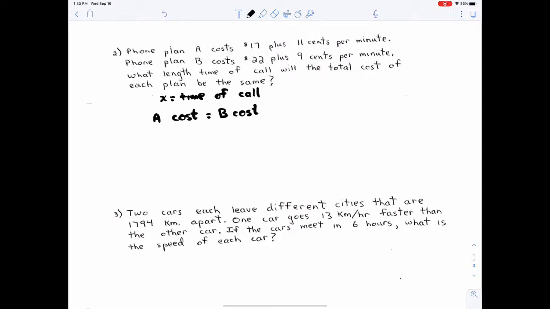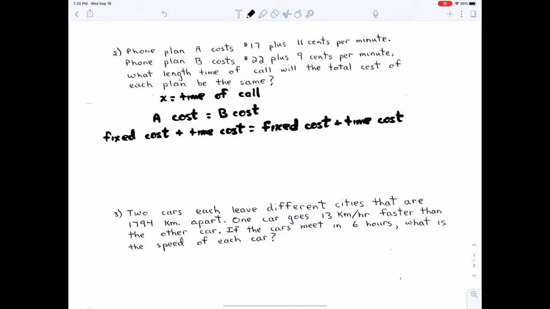That's what this problem says. Okay, so how do you figure out the cost? You have the fixed cost, the basic cost, plus the cost for the time. And that's for A. And of course, you'll have the same thing for B. You have the fixed cost plus the time cost.